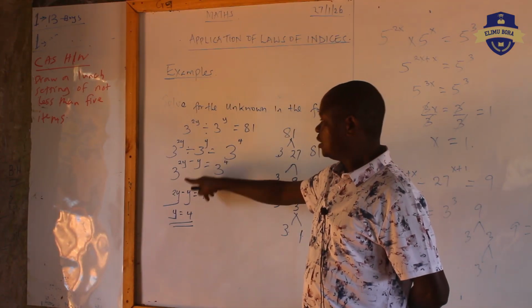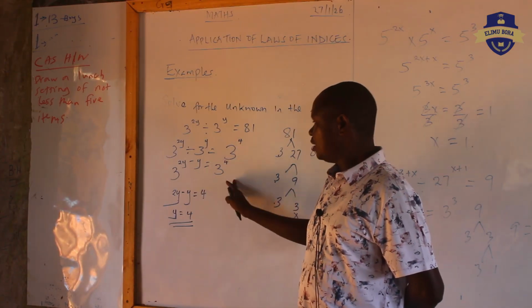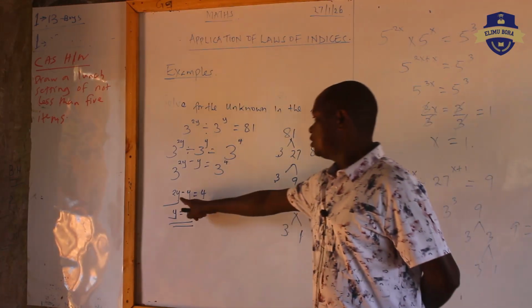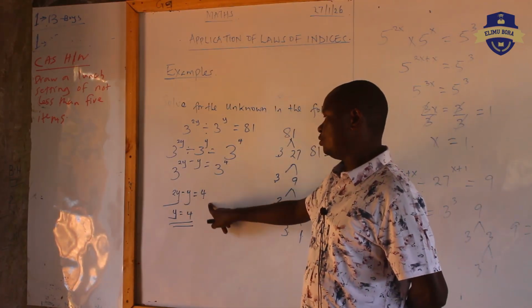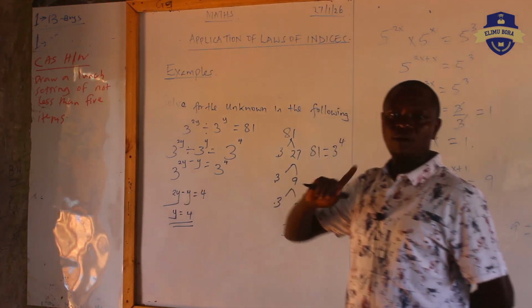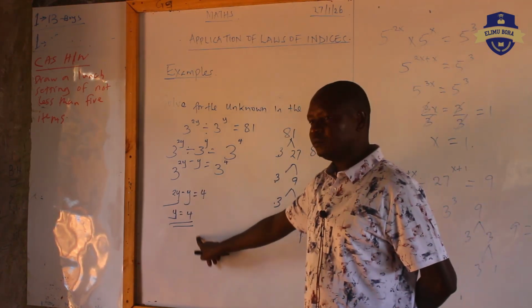Sawa. Reaching at this point, you drop the bases. You deal only with the powers. So that is why it is 2y minus y is equal to 4. So when you subtract 2y minus y, you remain with y. So y is equal to 4.